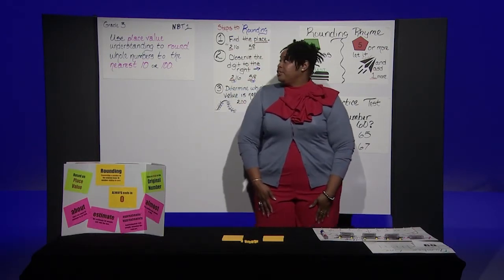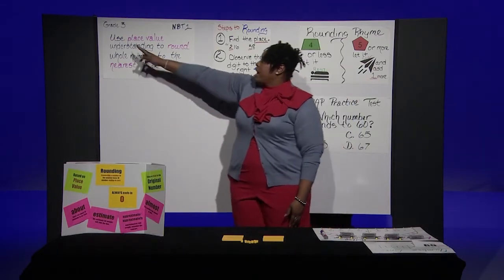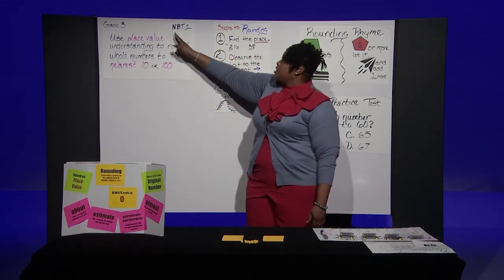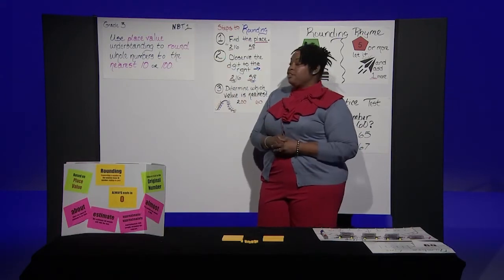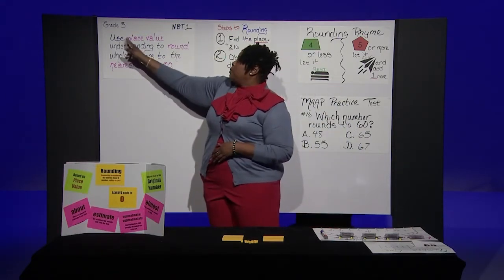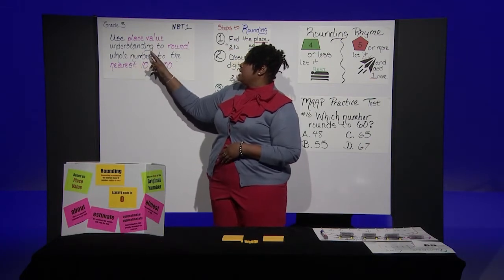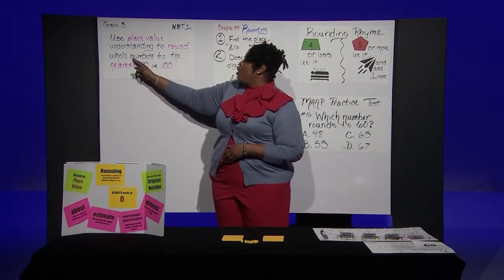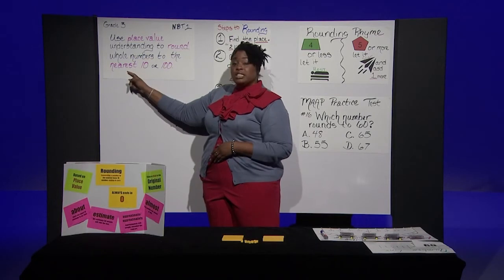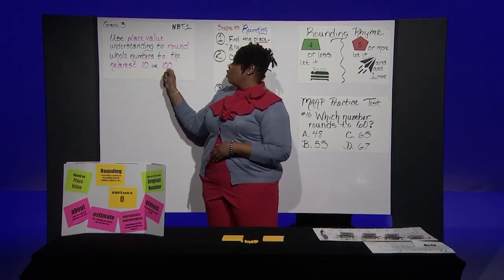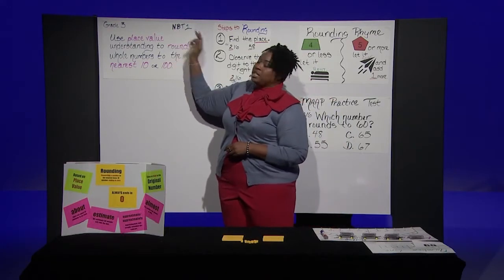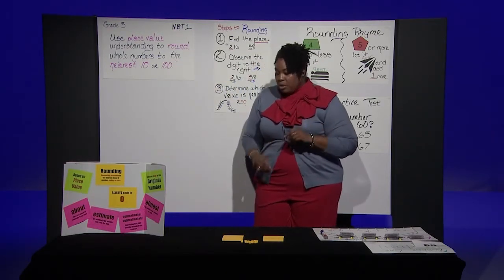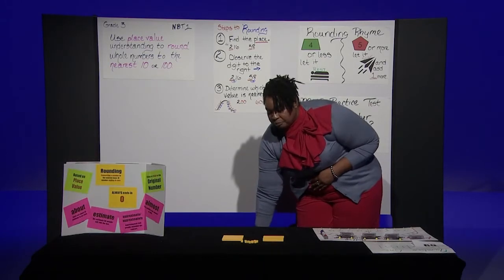Today our standard will be Grade 3, Numbers in Base 10, Standard 1. And the standard reads, use place value understanding to round whole numbers to the nearest 10 or 100. So let's first talk about numbers in base 10. That's what we need to understand first.